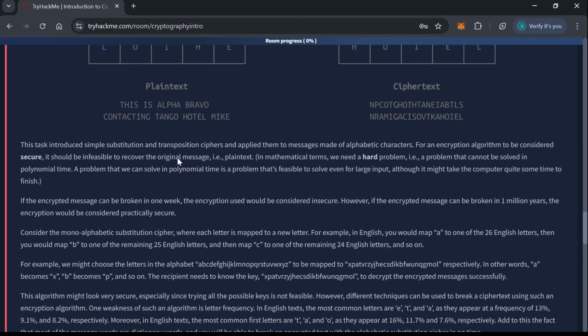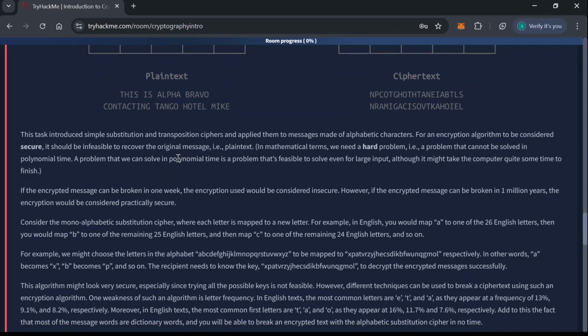So these tags introduce simple substitution and transposition ciphers and apply them to messages made of alphabetic characters. For an encryption algorithm to be considered secure, it should be infeasible to recover the original message, that is, the plain text. In mathematical terms, we need a hard problem, that is, a problem that cannot be solved in polynomial time. A problem that we can solve in polynomial time is a problem that is feasible to solve even for large inputs, although it might take the computer quite some time to finish.